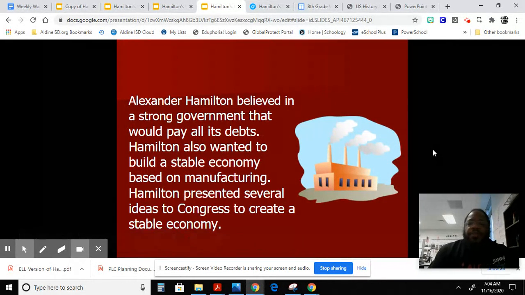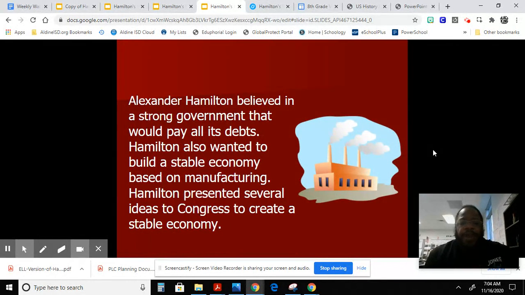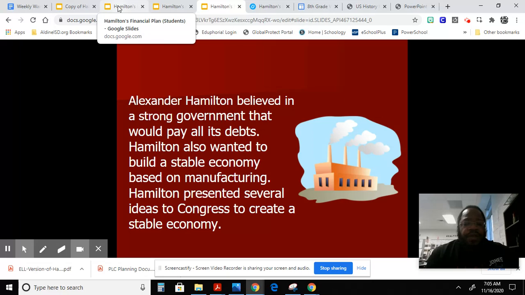Alexander Hamilton believed in a strong government that would pay all of its debts. Hamilton also wanted to build a stable economy based on manufacturing. He presented several ideas to Congress to create a stable economy. Let's go back to our notes, because I think we just found our answer. We were looking for information about what he believed in, and it's stated right here in that sentence. Alexander Hamilton believed in a strong government that would pay all its debts.